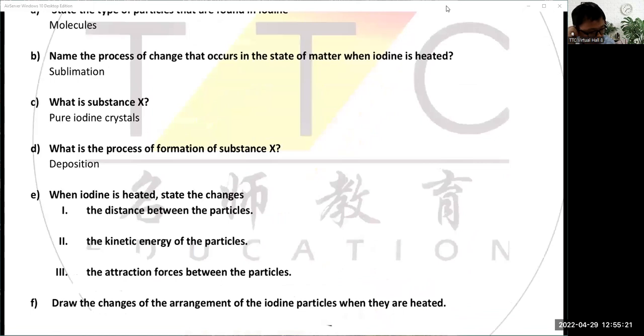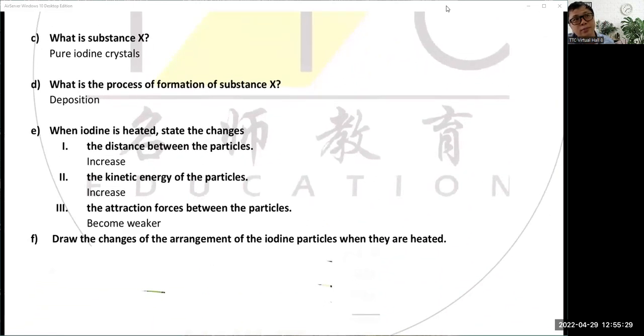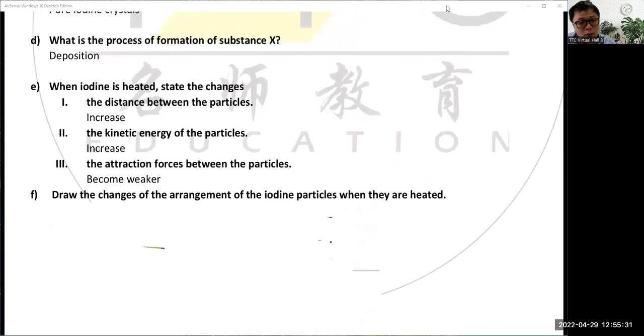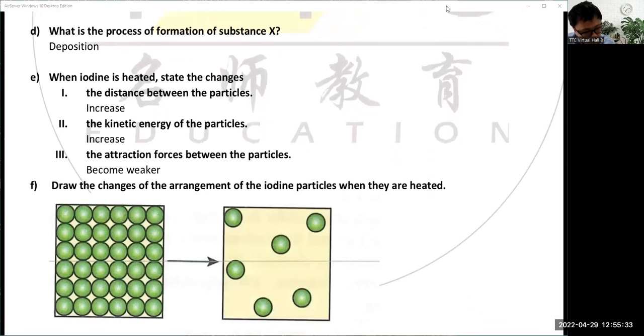If I only heat up, what is the change of the distance? Of course, it will increase because it becomes gas. Then kinetic energy increases, attraction force becomes weaker. Remember, for force you cannot write increase or decrease, must write weaker or stronger. Okay, so when it's heated, it will turn from solid to liquid form.